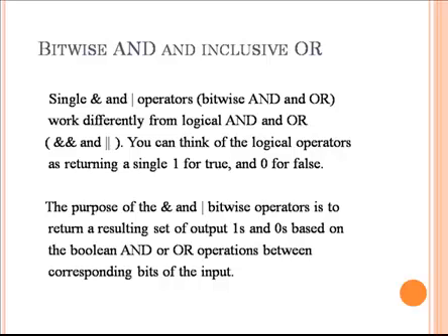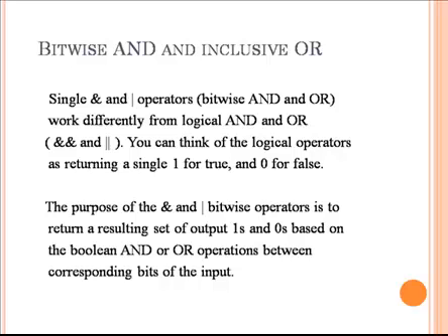Let's consider one example, 7 & 8. The truth table for logical AND: whenever both inputs are 1, the output will be 1. In all other cases, the output will be 0.